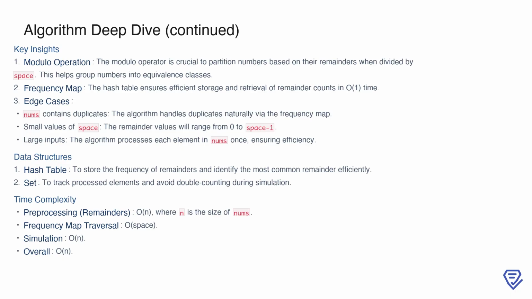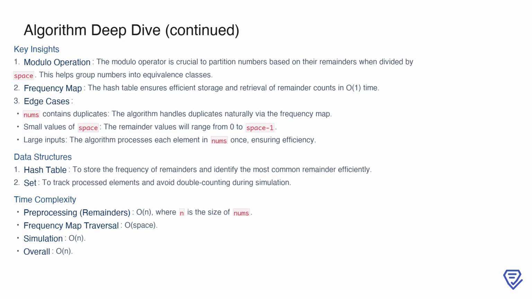To better understand the logic, let's discuss some key insights. The modulo operation is central to this algorithm, as it allows us to group numbers based on their remainders when divided by space. This grouping forms equivalence classes, which are essential for determining which numbers share the same remainder. The frequency map, implemented as a hash table, enables us to store and retrieve these remainder counts efficiently in constant time. Regarding edge cases, the algorithm handles duplicates naturally since the frequency map counts occurrences of remainders, not unique values.